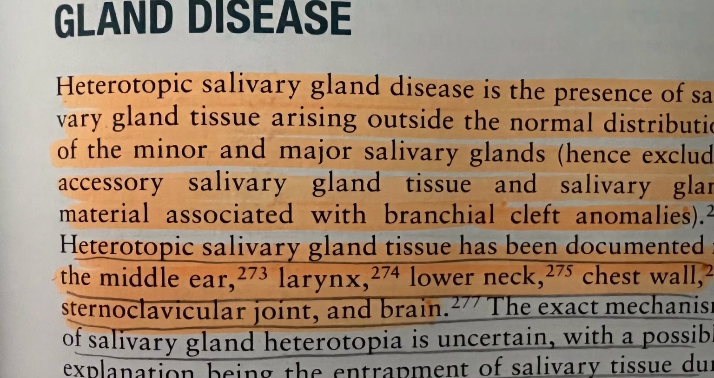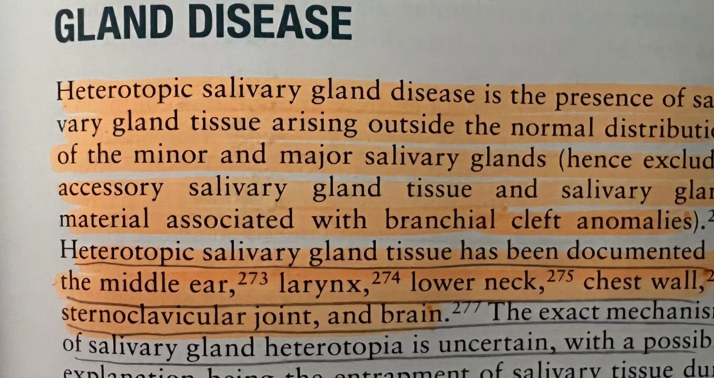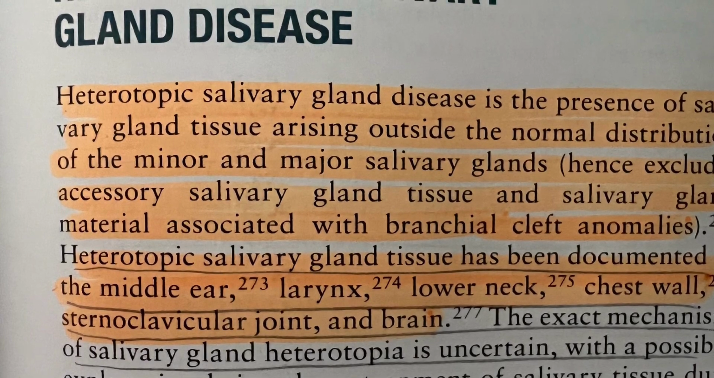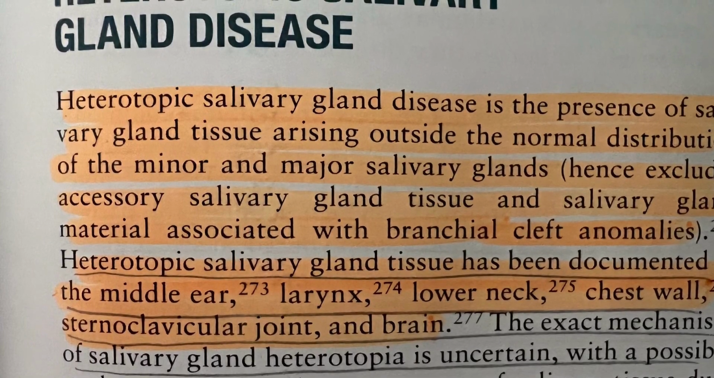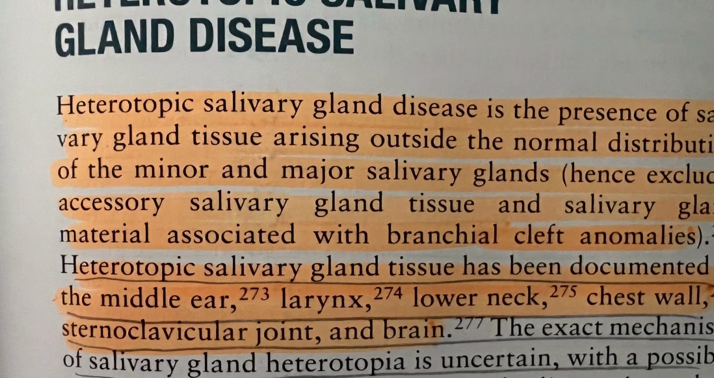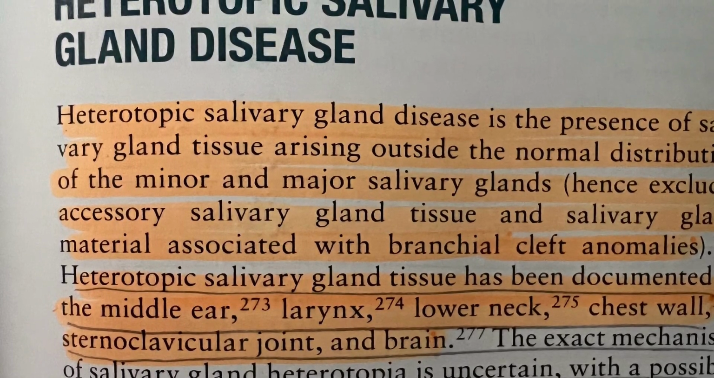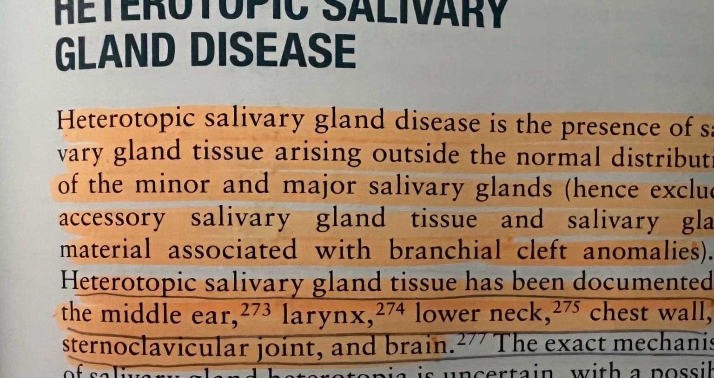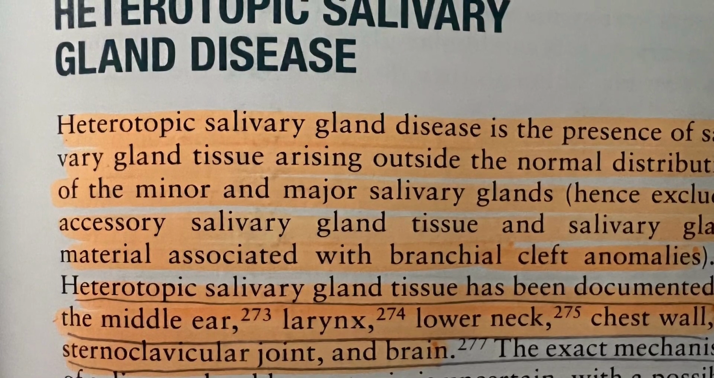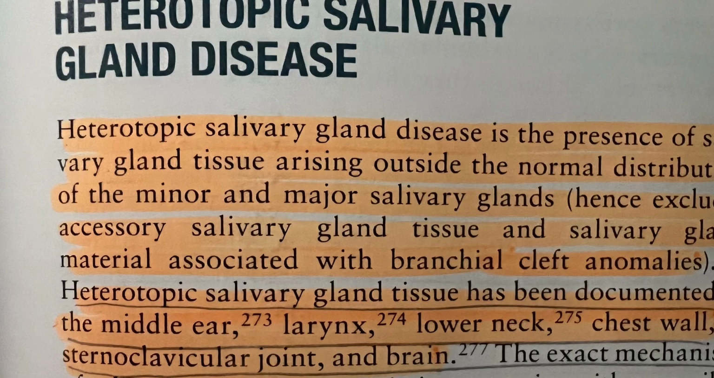Heterotopic salivary gland disease is the presence of salivary gland tissue arising outside the normal distribution of the minor and major salivary glands, excluding accessory salivary gland tissue and salivary gland material associated with branchial cleft anomalies. The most common site is the neck. The upper neck is more common than the lower neck.